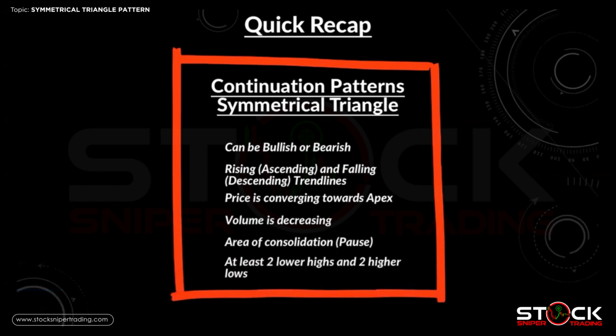Quick recap: the symmetrical triangle. It is a continuation pattern, and it is important to note that the symmetrical triangle is different from the ascending and the descending triangle, because a symmetrical triangle can be bullish or bearish in nature. Its characteristics: it has rising, ascending, and falling, descending trend lines. Price action is converging towards the apex of the triangle. Volume is decreasing. It's an area of consolidation or a pause or exhaustion in price action.